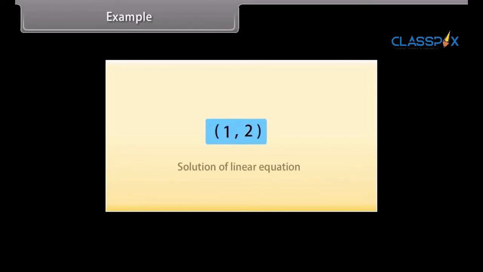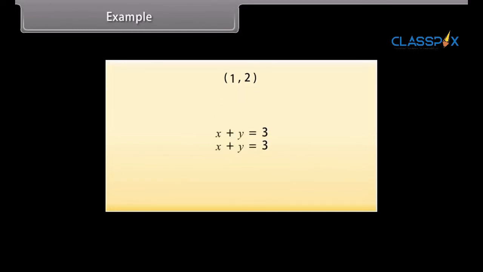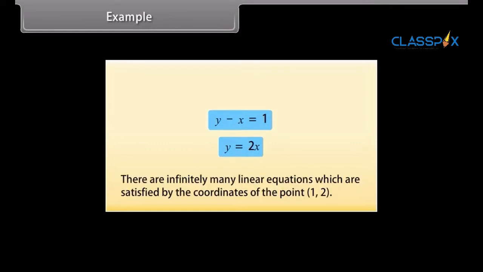Since (1, 2) is a solution of a linear equation, we will look for any line passing through the point (1, 2). One example of such a linear equation is x + y = 3, because when we put the value of x as 1 and y as 2, we get the answer 3. Other examples are y - x = 1, y = 2x. In fact, there are infinitely many linear equations which are satisfied by the coordinates of the point (1, 2).